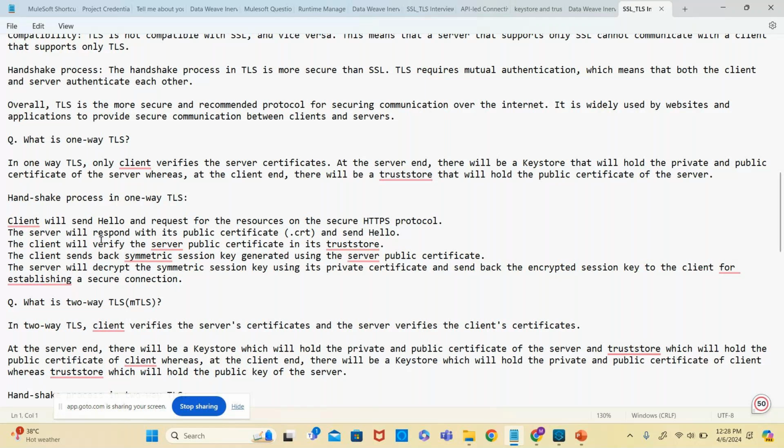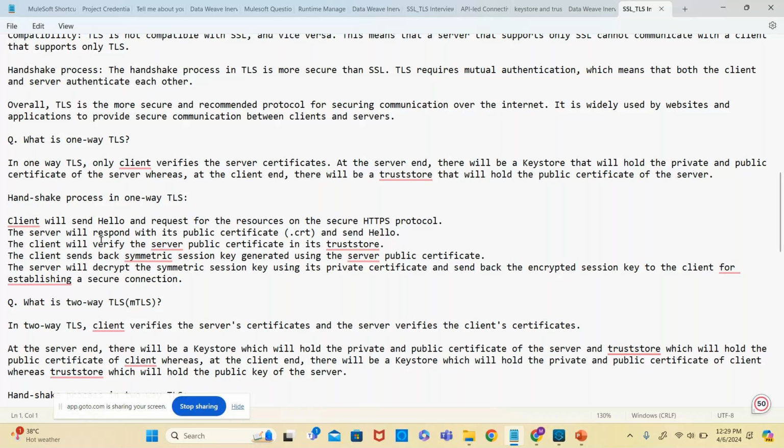It received the public certificate from the server, and it has the public certificate in the trust store. It will match. If it is matching, then only the actual request will be sent to the server. The handshake process will start here. The client sends back a symmetric session key generated using the server public certificate. The server will decrypt the symmetric session key using its private certificate and send back the encrypted session key to the client for establishing a secure connection. Then only the actual communication and encryption will happen. All these steps will happen before starting your HTTPS communication of the request.